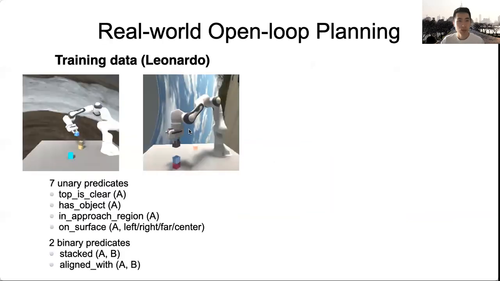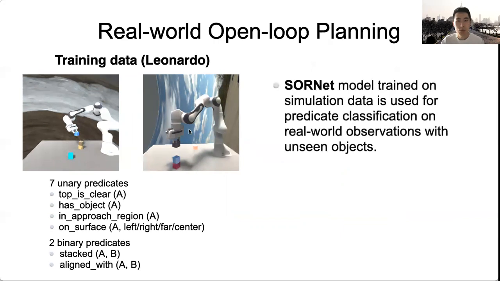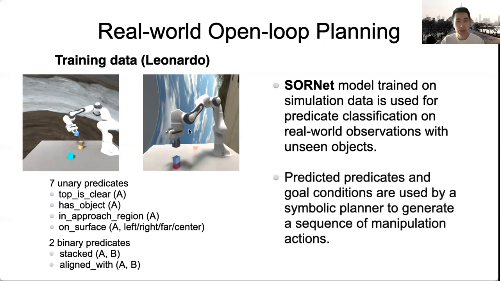Next, we demonstrate how to use SORNet in real-world manipulation of novel objects. Here, the SORNet model is trained on predicting logical predicates in a simulated tabletop manipulation dataset. The model is applied to real-world observations containing unseen objects without any fine-tuning. A symbolic planner generates a sequence of operators based on the predicted predicates, which is then executed by the robot.